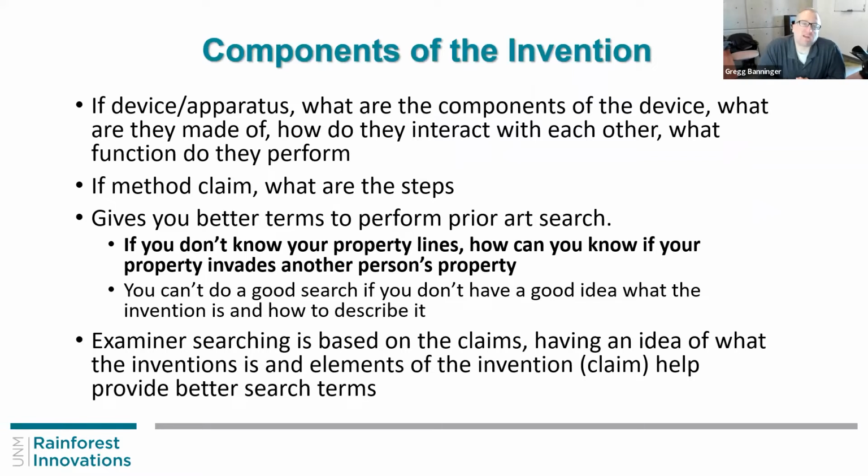So, when I see a new invention that's a device or apparatus, I ask: what are the components? How do they interact with each other? What functions do they perform? If it's a method claim, what are the steps? Are there any steps that are just things to think about? Are there any steps that are optional or absolutely necessary? If a step is optional, you might not want a claim that has it in there. You can add it as a dependent claim, but you want to get the broadest coverage you can think of.